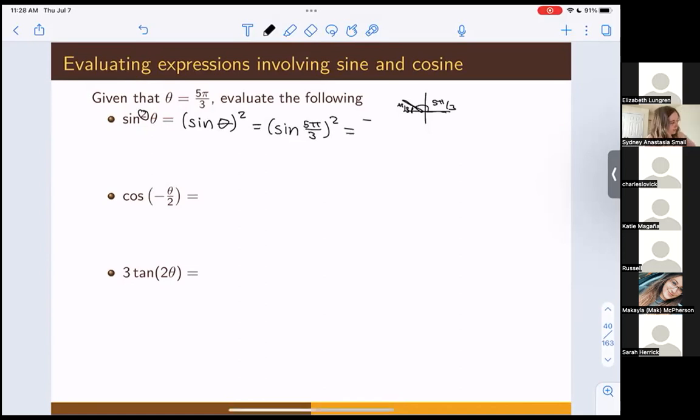Or is it? I think it's negative root 3 over 2. No, wait. Hold on. No. It's positive 1/2. Sine of 5 pi thirds is positive 1/2. And we want to square that. So the sine squared of theta is just 1 squared over 2 squared, because that's how we square fractions. We square the numerator and we square the denominator. And that gets us to 1/4.